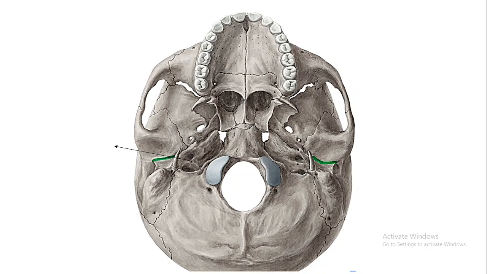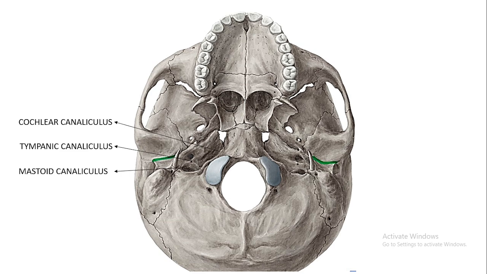Now this is the mastoid canaliculus, the cochlear canaliculus, and tympanic canaliculus. Mastoid canaliculus is present at the lateral end of jugular fossa. The cochlear canaliculus is present in the medial end or the anterior most part of the occipital bone, and then tympanic canaliculus is present between the jugular fossa and the lower end of the carotid canal here. This is the tympanic canaliculus. So now we'll see each foramen in detail.